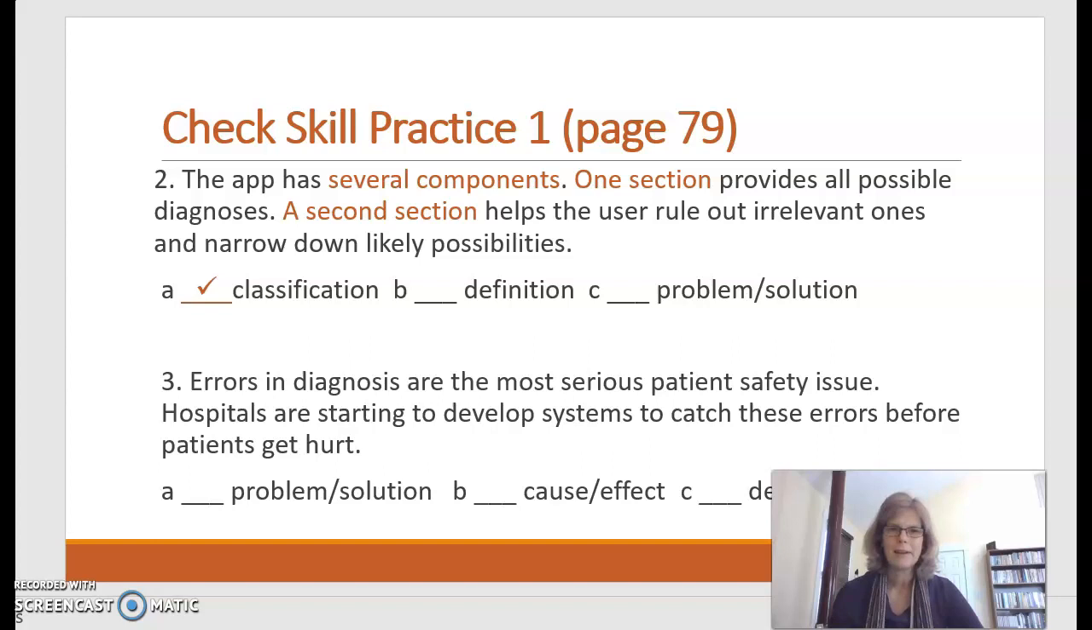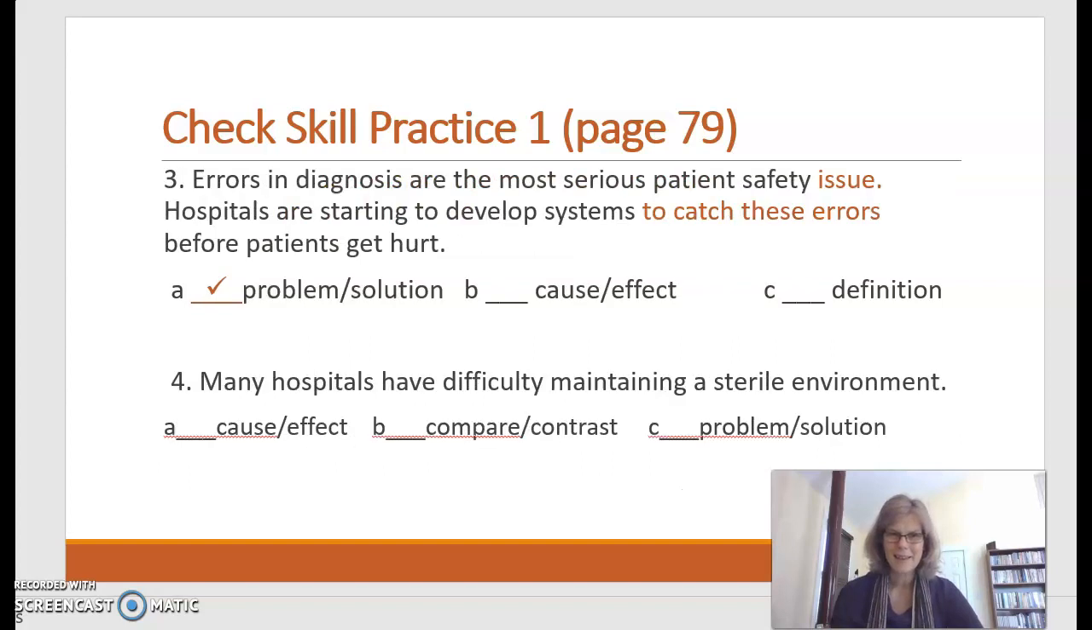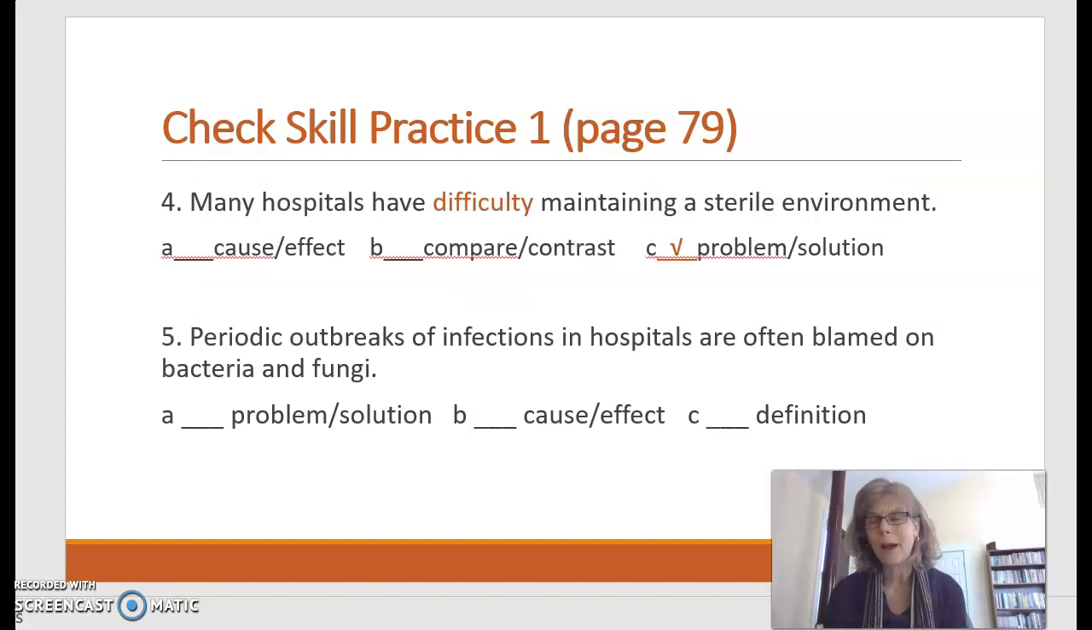Good work. And number 3, still talking about errors in diagnosis. What's the signal word that they use? So hopefully you can see this is really looking at the problem and the solution, right? Talking about the issue and ways to catch these errors. That's really looking at problem and solution. Starting with number 4, we're talking about sterile environments in a hospital. What signal word do you see in number 4? If you said difficulty, you're right. That really points to a problem.